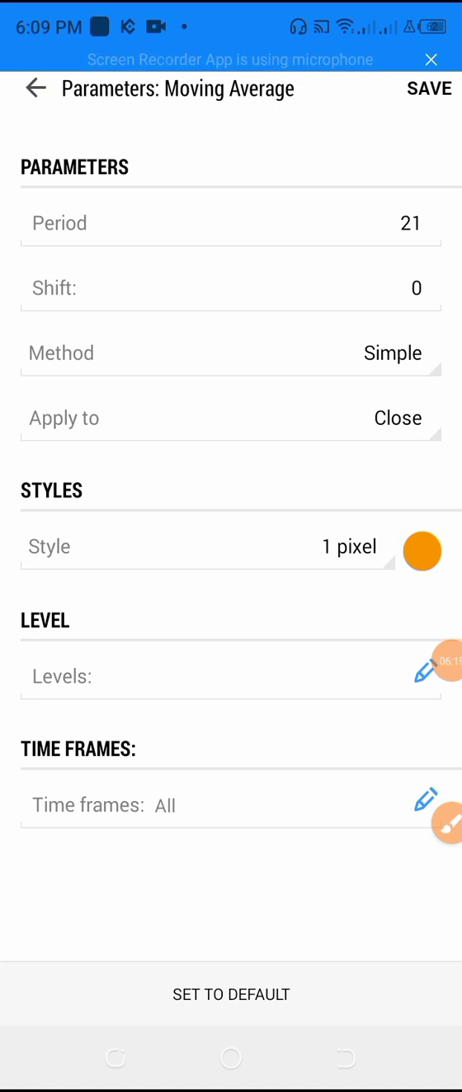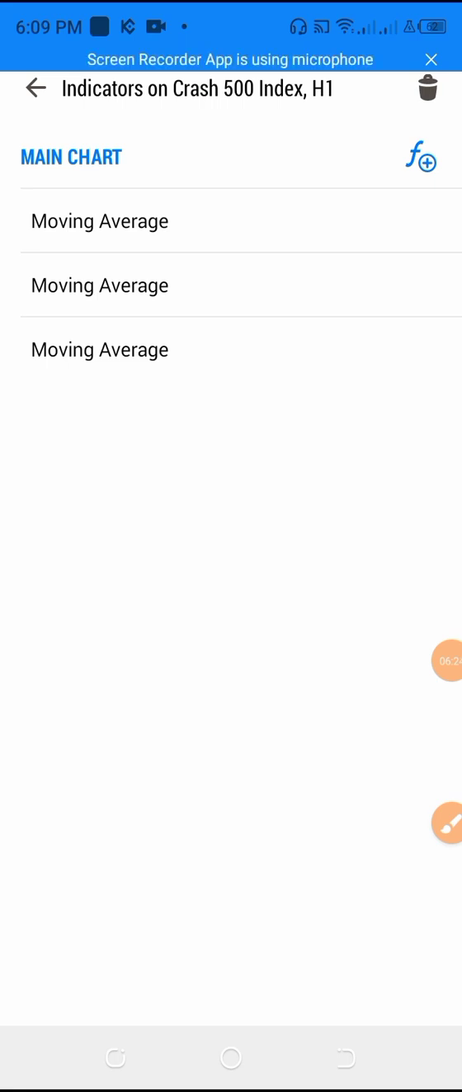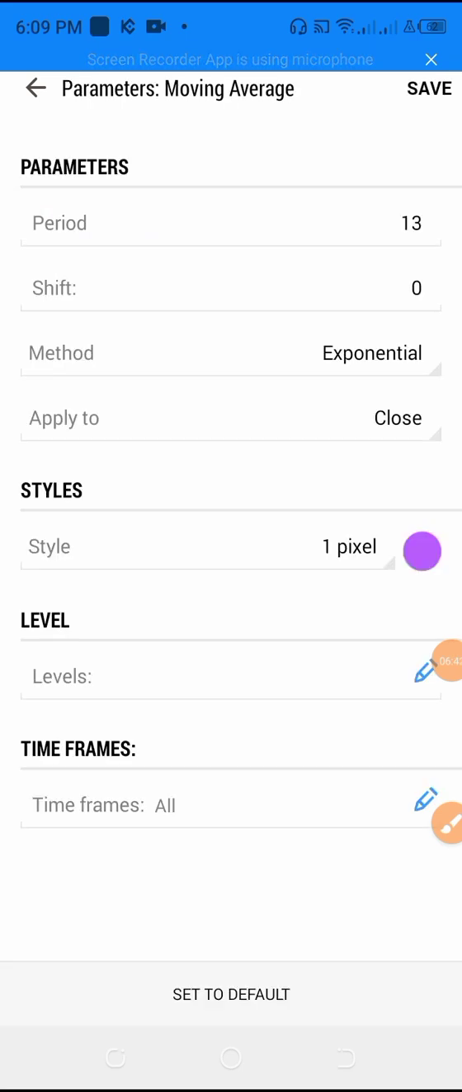Let's go back to the one on my screen because I wouldn't want to edit it back again. This is the one on my screen. I'll be opening it for you to check the parameters of my own moving average. Then from there you can screenshot it and edit it on your own chart. I'll click on the first one here, which is the 13 period moving average. The period is 13, the shift is 0, method is exponential, apply to close, style is 1 pixel. Just screenshot it and save.